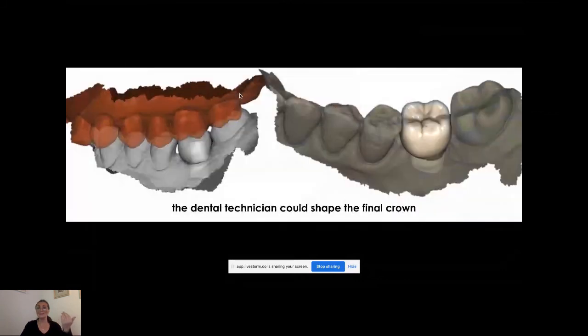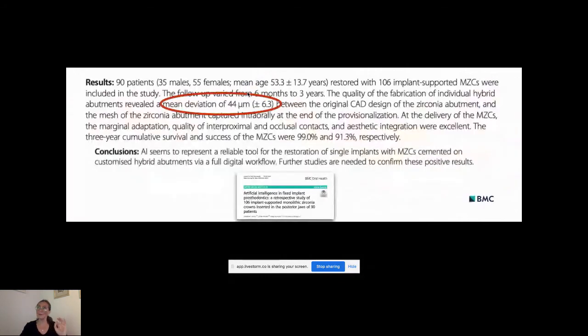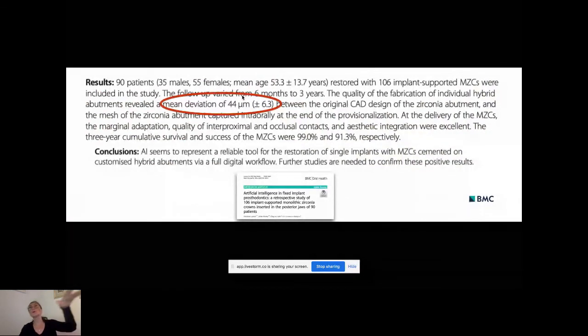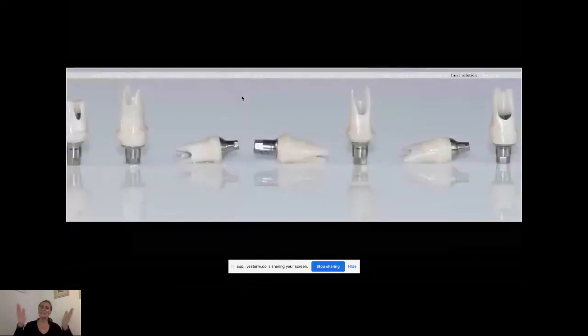Therefore, the dental technician can shape the final crown based on this digital data. This is an advantage because otherwise you have to print the model and make the crown outside of this digital workflow, with a much higher inaccuracy. The accuracy of this procedure is 44 microns, which is completely feasible. So this is the advantage of the digital workflow, and this is what we aim for. This is a small parenthesis on the CAD/CAM technology and what is behind it.